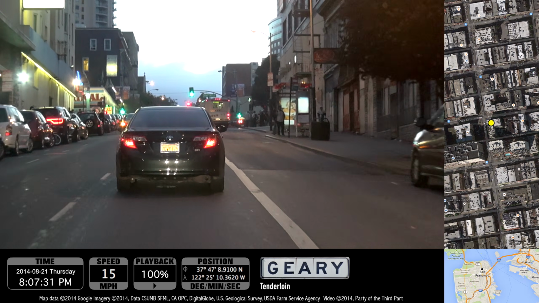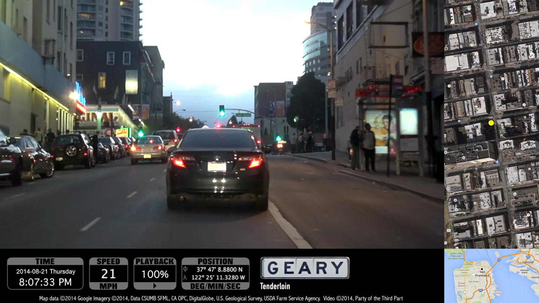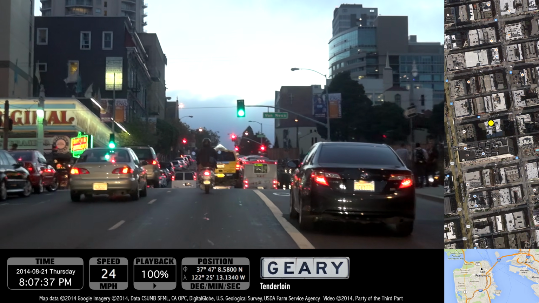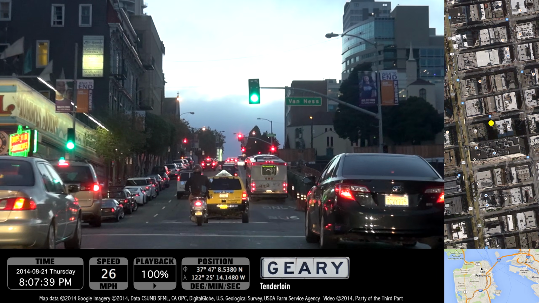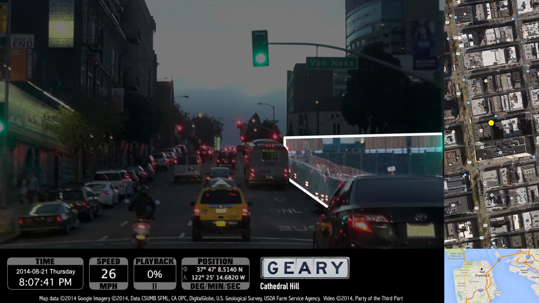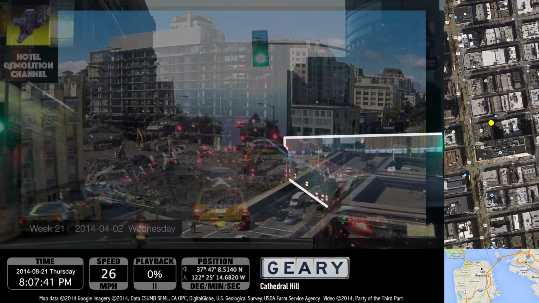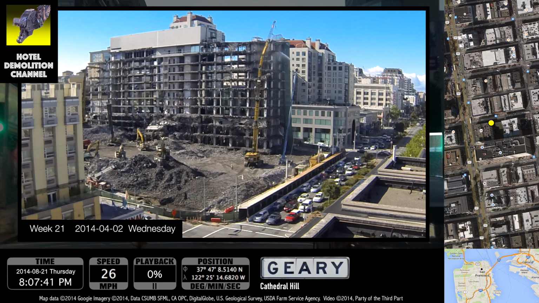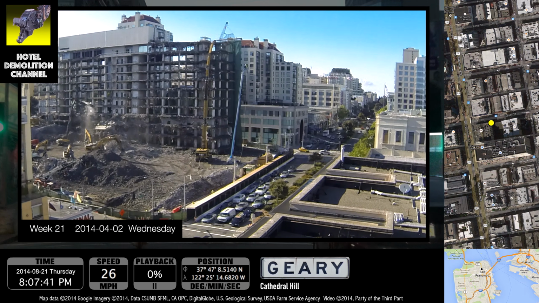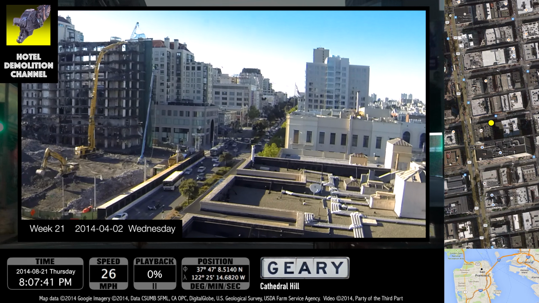We're about to cross Van Ness Avenue again, and when we do, we'll be exiting the Tenderloin and entering the Cathedral Hill area. Off to the right is a construction site of a new hospital. There used to be a large hotel there that occupied the entire block, and I actually have another channel called the Hotel Demolition Channel, where I've been posting time lapses and close-ups of the demolition, and I invite you to check out that channel if you like.